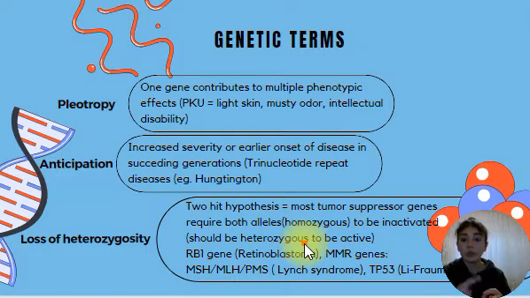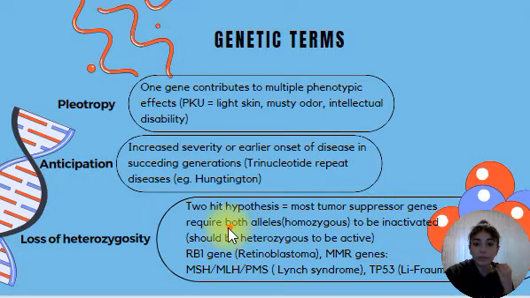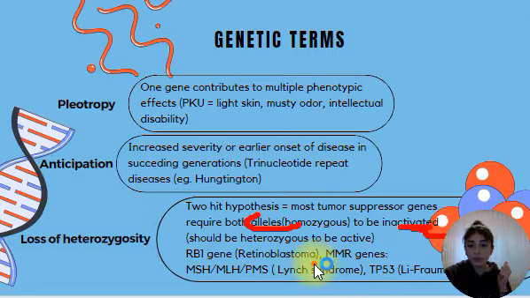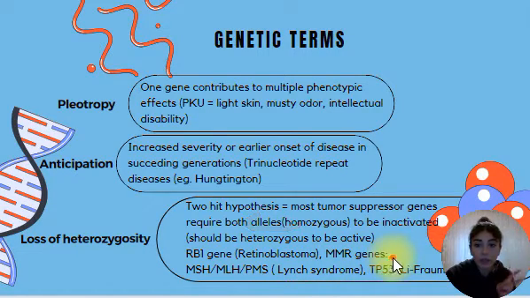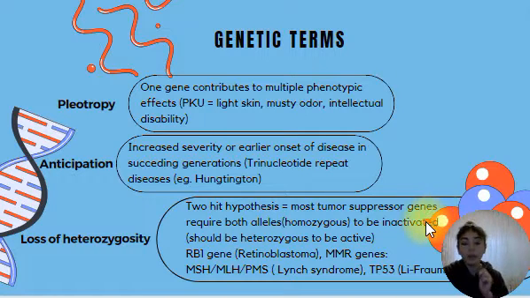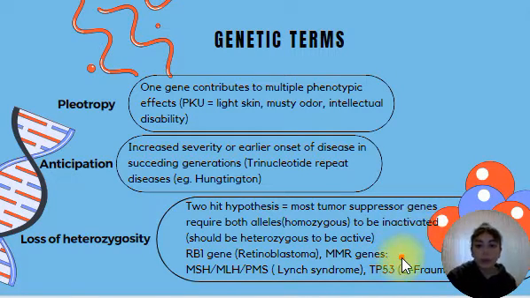So, in order for the tumor suppressor not to function, both genes should be hit, let's say, right? Pathologic. Both alleles should be inactivated in order for the tumor suppressor gene to be inactivated.